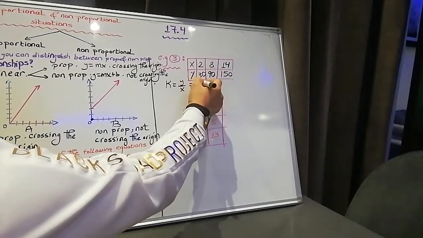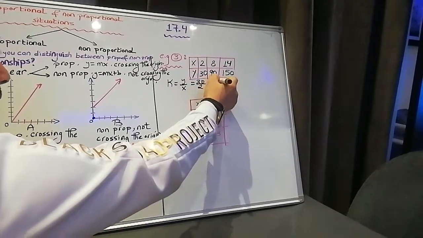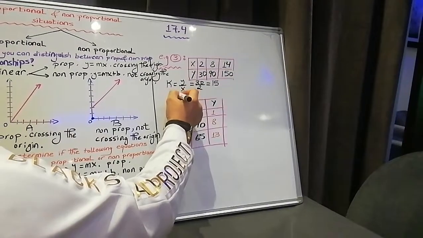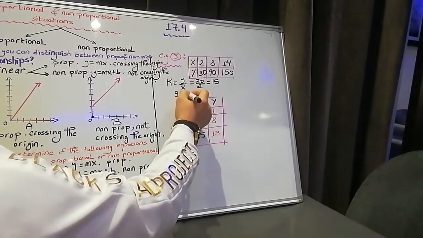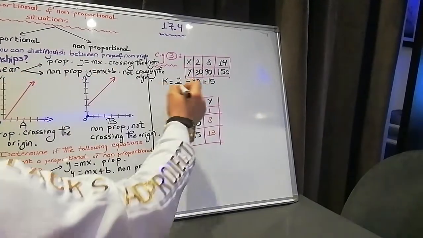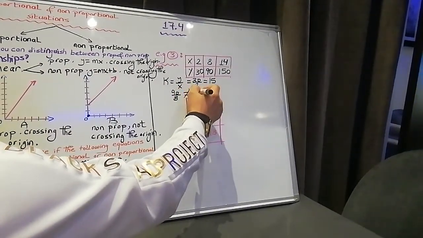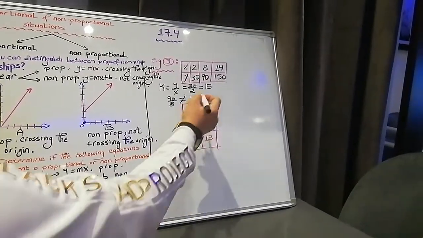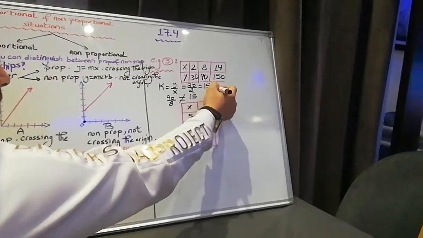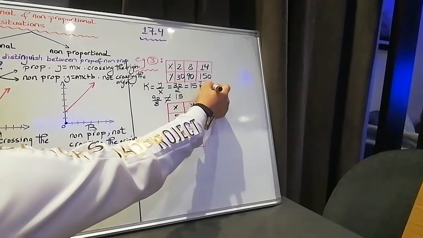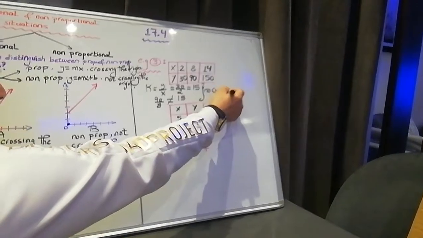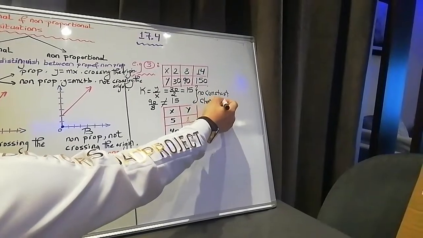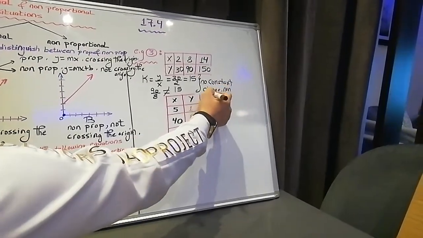So 30 divided by 2 is 15. So let's check the rest, guys, if it equals 15 or not. If you noted, 90 over 8 doesn't equal 15. And also 150 over 14 is not equal to 15. So in this case, we noted that there is no constant change. When we don't have a constant change, then it is non-proportional.